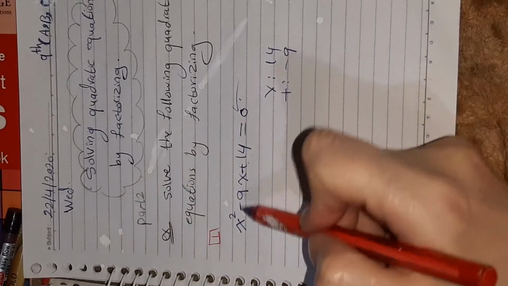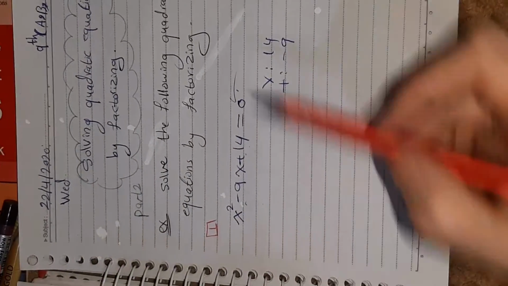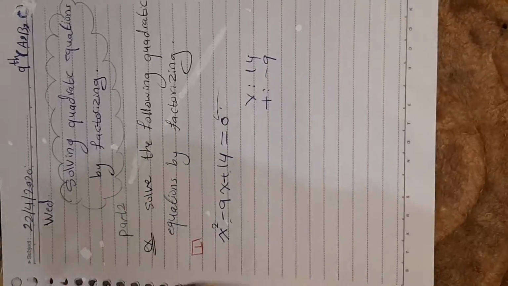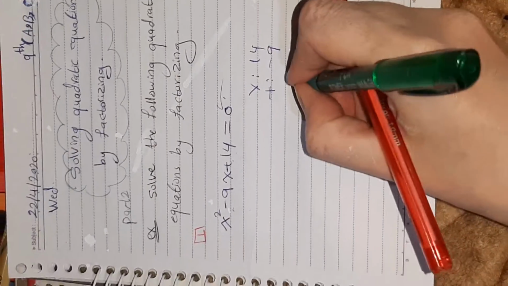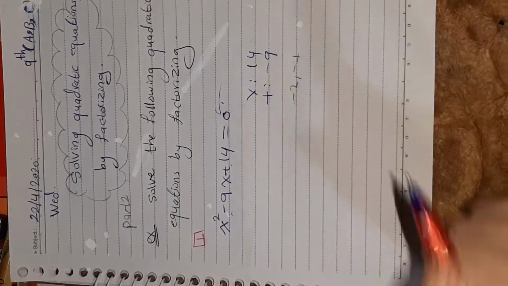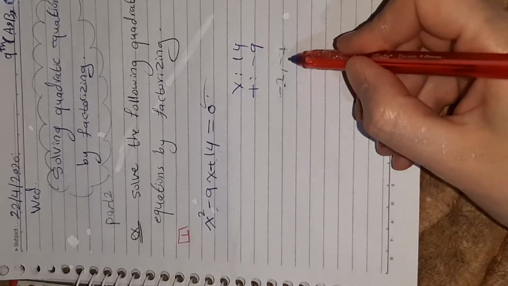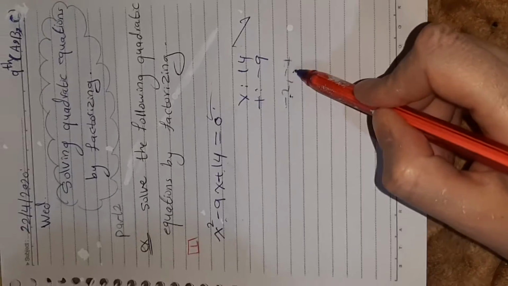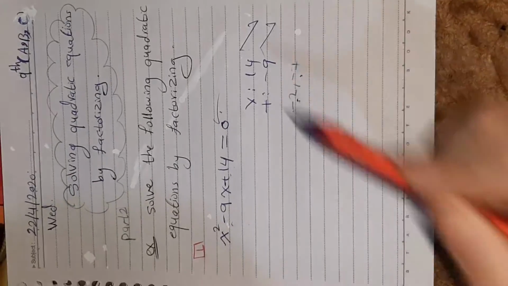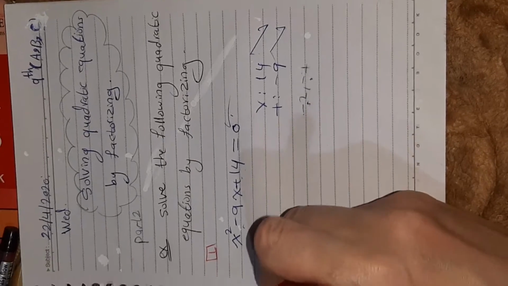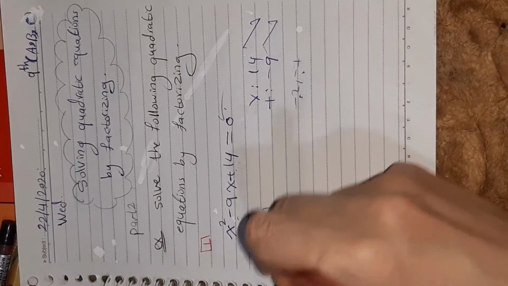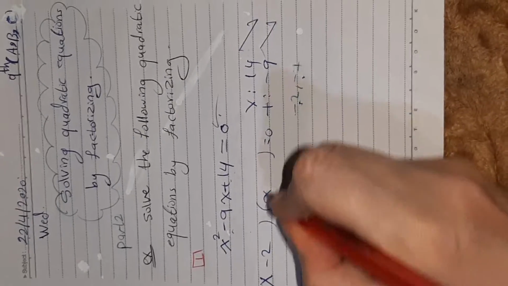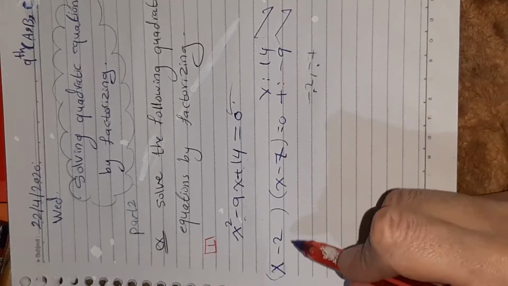The sum is -9, so one is positive and one is negative. Actually, two numbers must be negative to get positive 14 if you multiply them. I think -2 and -7. Yes, -2 times -7 is 14. And -2 plus -7 is -9. So here, x in two brackets equals 0: x - 2 and x - 7.